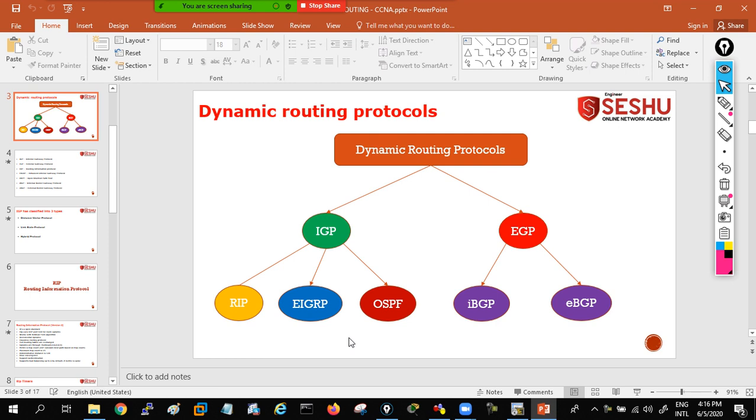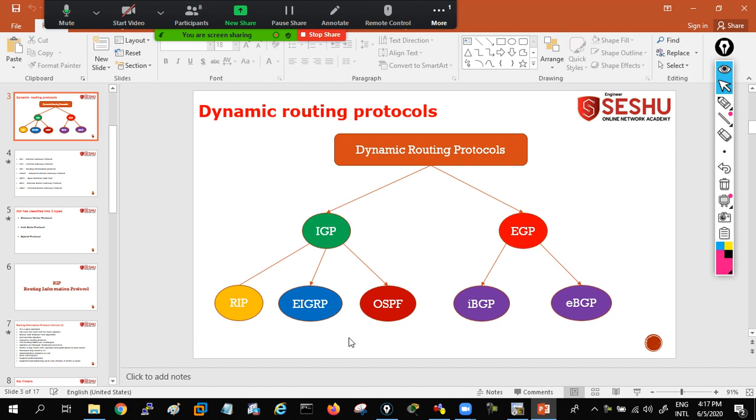Unless, especially for MPLS networks or something, the service provider told me, Seshu, can you please configure OSPF at your site? Then I used to do OSPF. You understand, guys? Everybody is okay. But don't think that these protocols are not important. It's very, very important, these protocols.